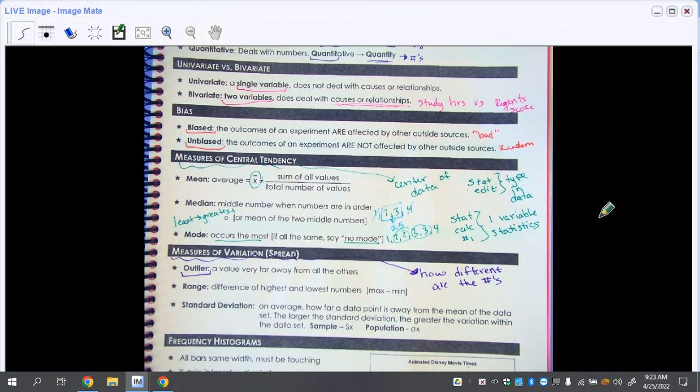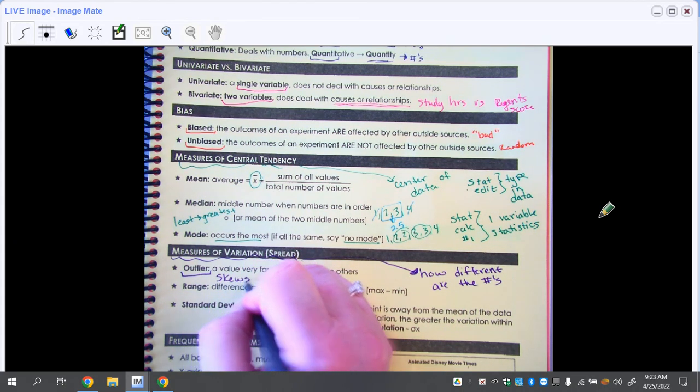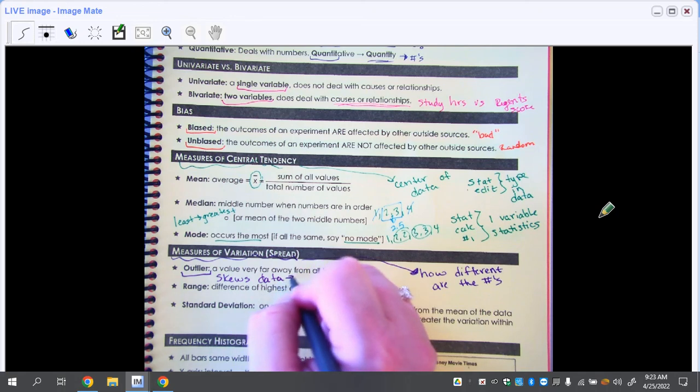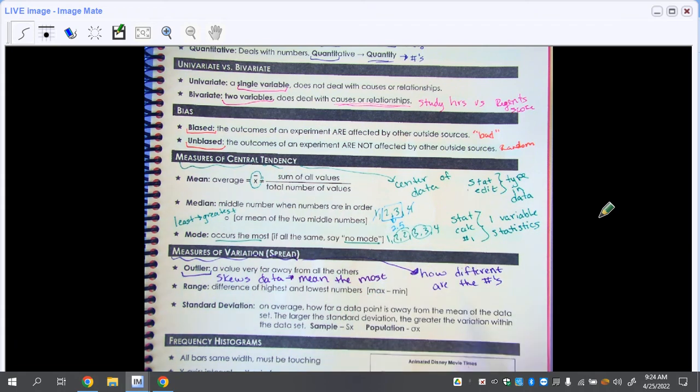You always want to look for an outlier. An outlier is a value that is very far removed from the rest of them. So like if you're looking at house prices and the houses are 125,000, 130,000, 127,000, and then all of a sudden you have a $300,000 house. That $300,000 house, that is going to be an outlier because that number is very far removed from the rest of them. So that outlier tends to skew your data a bit. It affects the mean the most. So an outlier skews your mean the most, which would then make your median, your middle number, the most accurate.